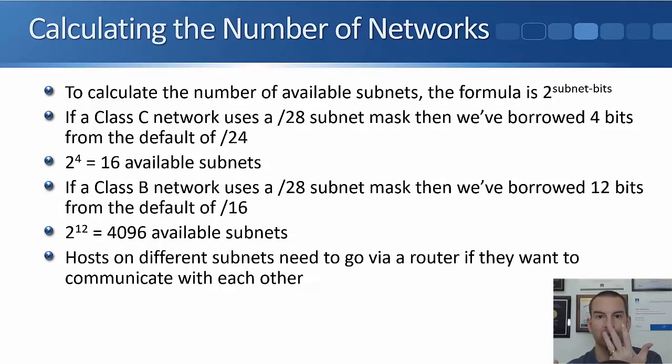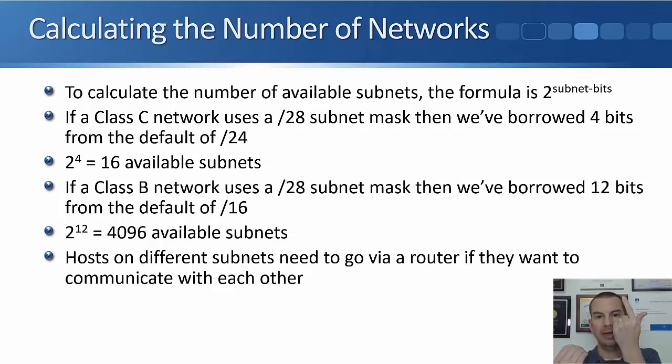I'm going to now have 16 available subnets. Another example, if a class B network uses the same /28 subnet mask, well, the default for a class B is /16. So if we subnet that to a /28, we've borrowed 12 bits. To see how many subnets we're going to get, it is going to be 2 to the power of 12. So let's do this one.